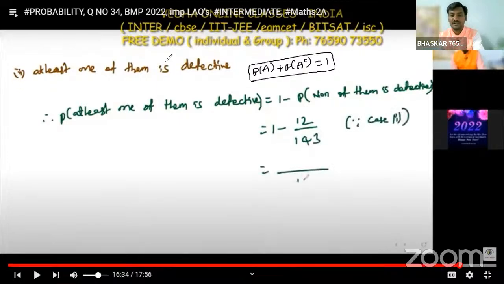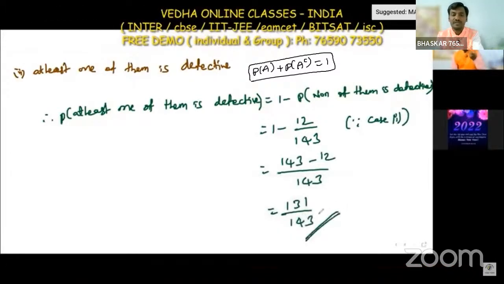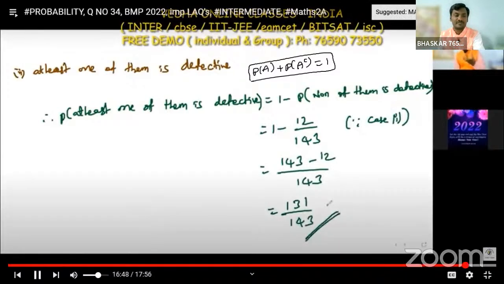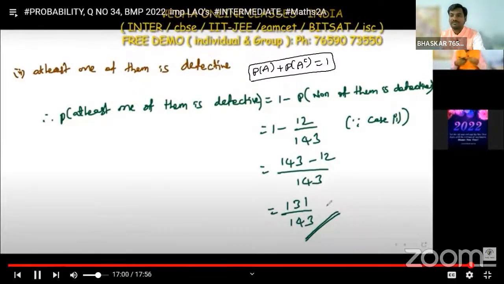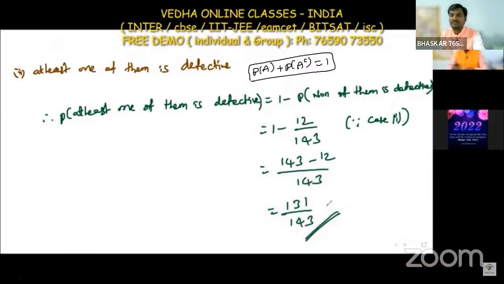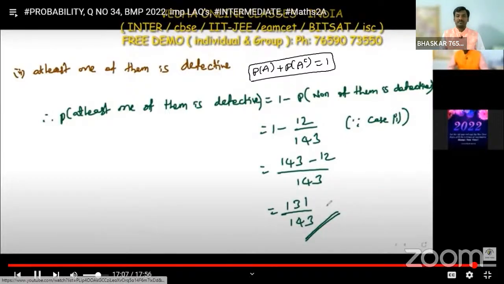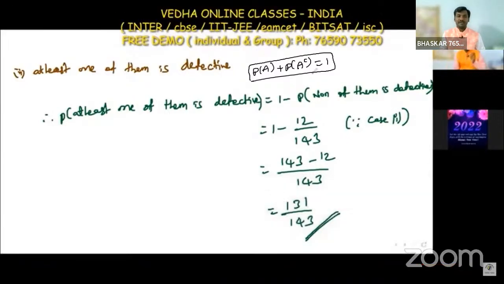The first option, he gave in the first question. So that means 131 divided by 143. Out of 143 possibilities, 131 possibilities are for at least one of them being defective. It may be 1 defective, 2, 3, 4, or all 5 defective. None of them defective, we are subtracting from that. So this is the required solution.